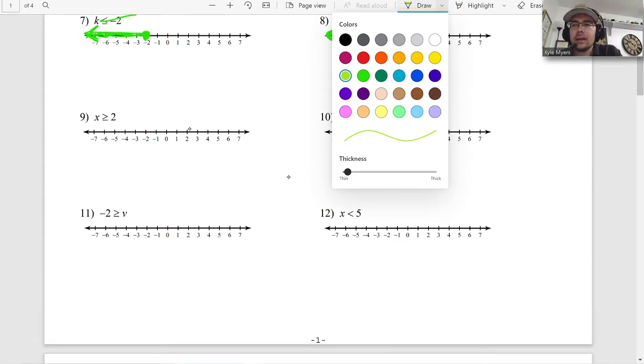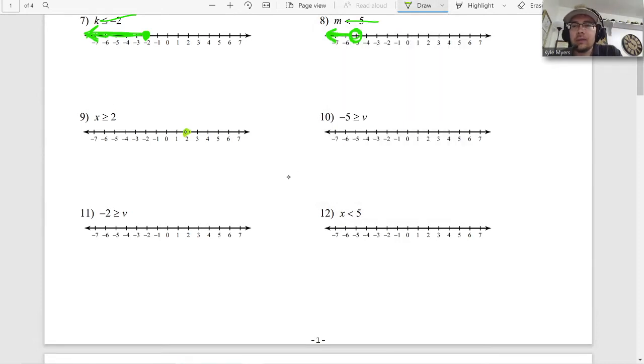Okay, so 2. And we have a closed circle because it includes. And it's greater than, so we go to the right. A la derecha. And there we go. So la respuesta. So we have V.